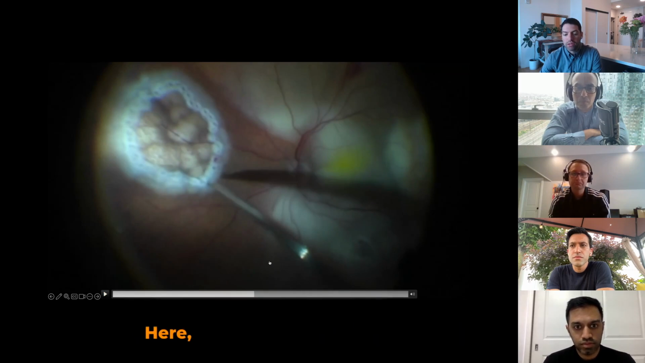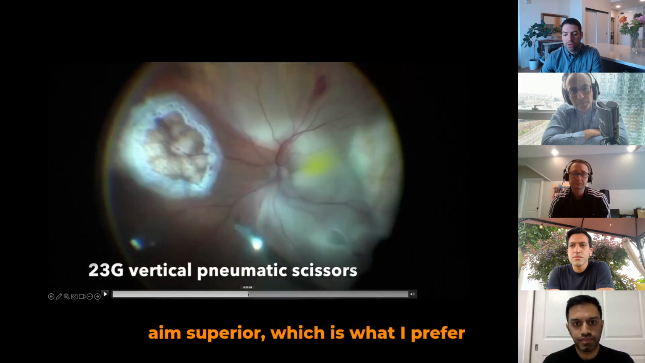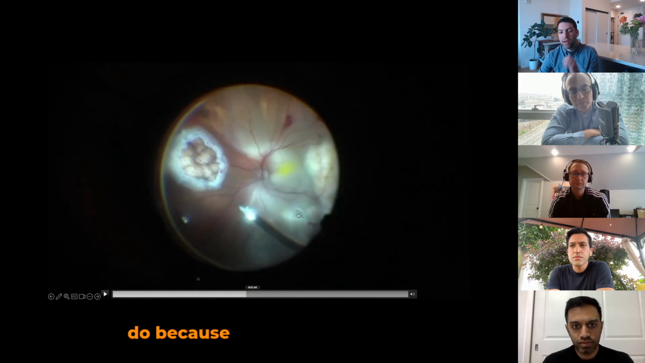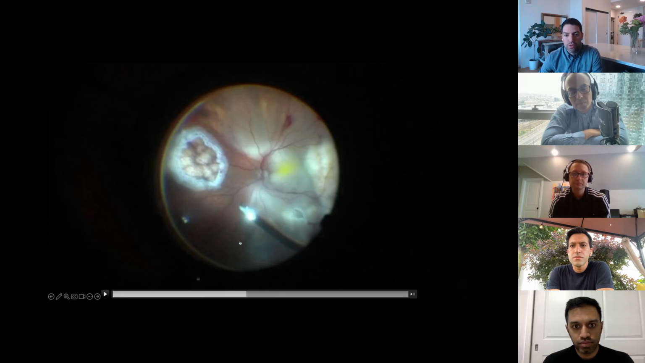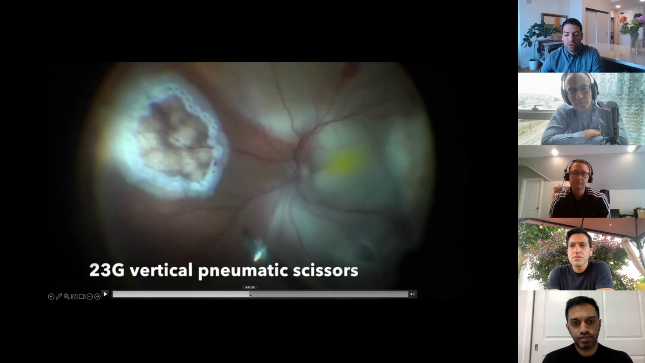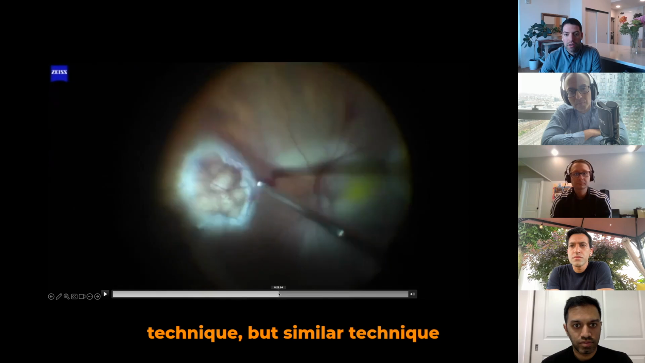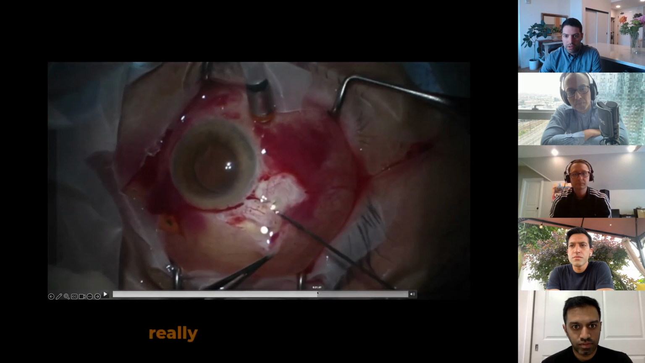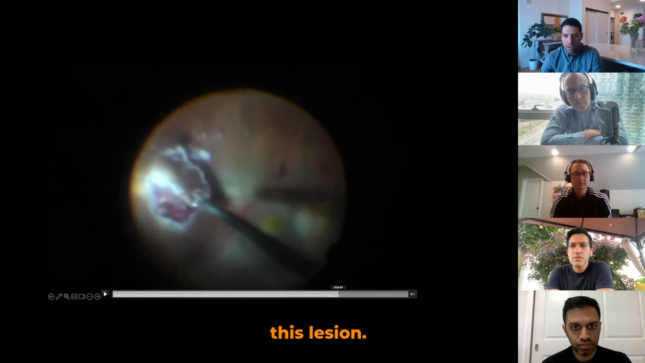Here, very nicely, location-wise, I could aim superior, which is what I prefer to do because my tamponade then will make this area less likely to detach. If you have to do inferior, you have to, but if the lesions are in multifocal areas, I prefer to do it superiorly. I'll fast forward through this because we already went through the technique, but similar technique here. Really dissecting this lesion, enlarging the sclerotomy, using 20 gauge forceps to grab this lesion.